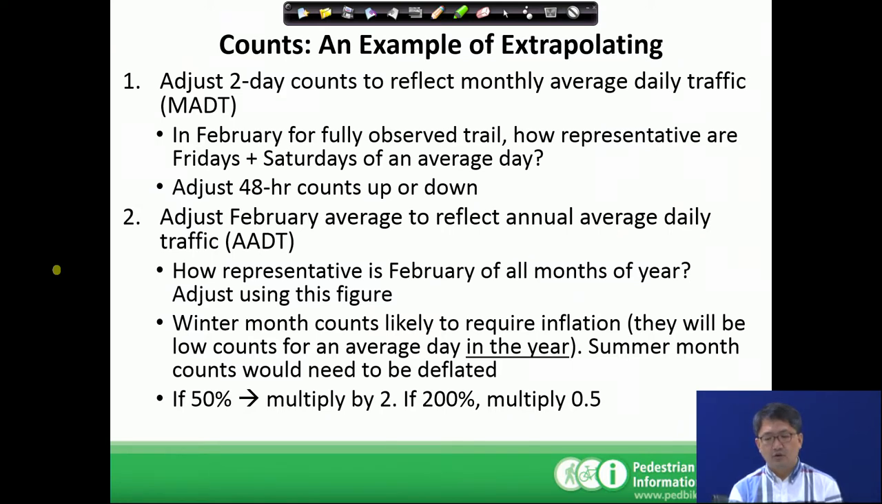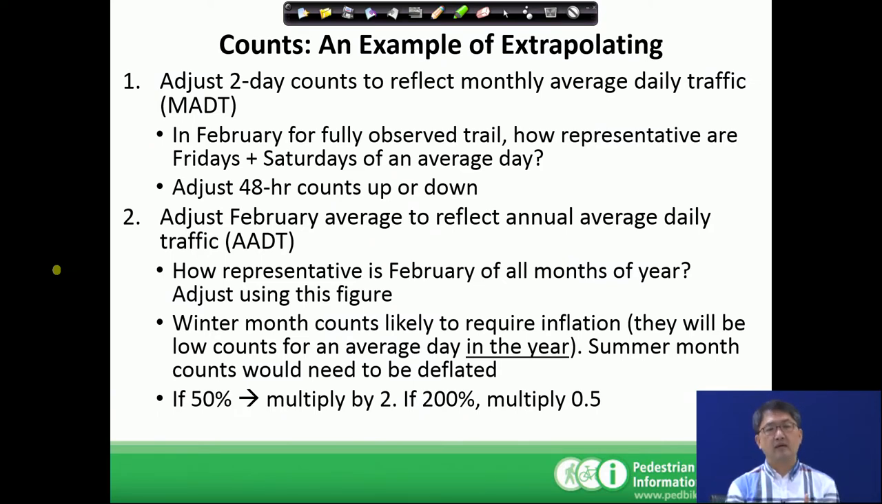An example of making extrapolation is that maybe you have 2-day counts to reflect the so-called average daily traffic over a month. You want the 2 days to reflect the entire average monthly data, and you usually have Fridays and Saturdays and others. How do we adjust them? Or you can adjust for the entire annual average daily traffic, which will consider the change in variation over a month as well.